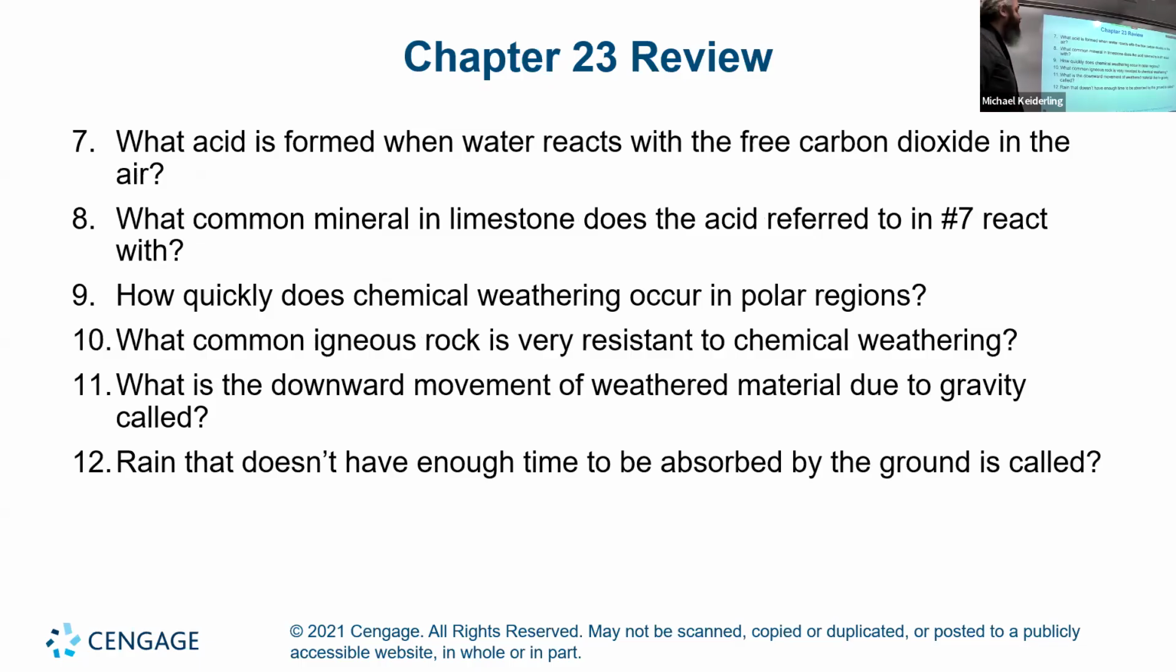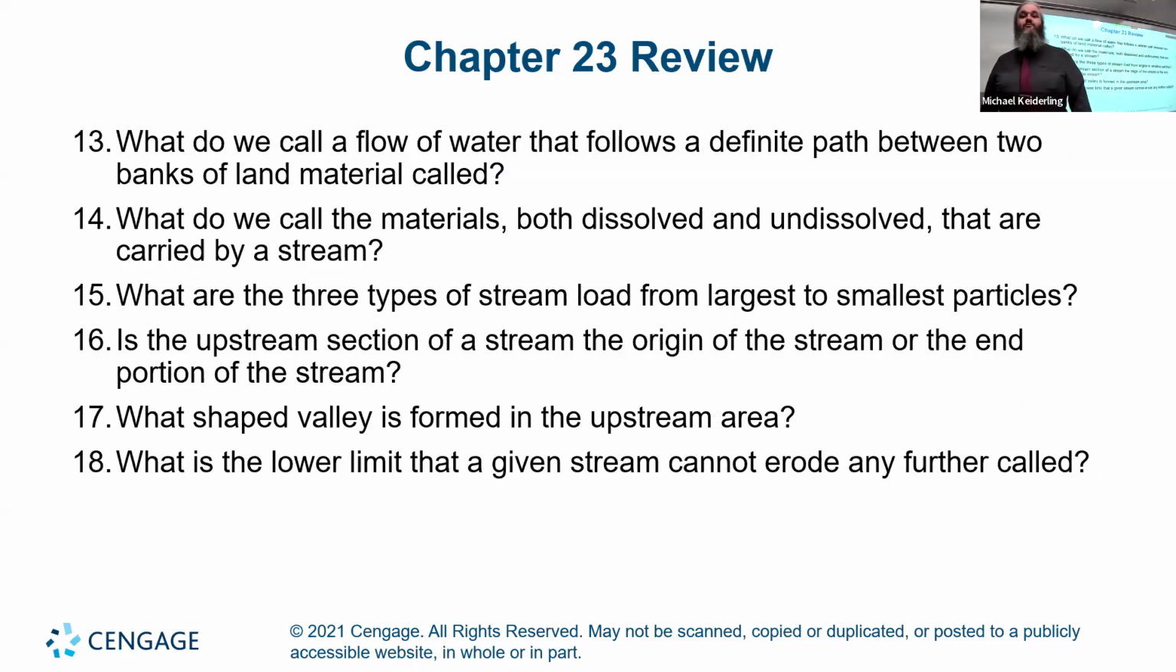How quickly does chemical weathering occur in polar regions? It occurs slowly because of the cold. What common igneous rock is very resistant to chemical weathering? Granite. The downward movement of weathered material due to gravity is called mass wasting, or just mass movement. Rain that doesn't have enough time to be absorbed by the ground is called runoff. The flow of water that follows a definite path between two banks of land material is called a stream.